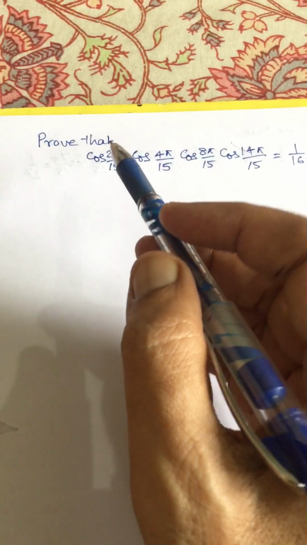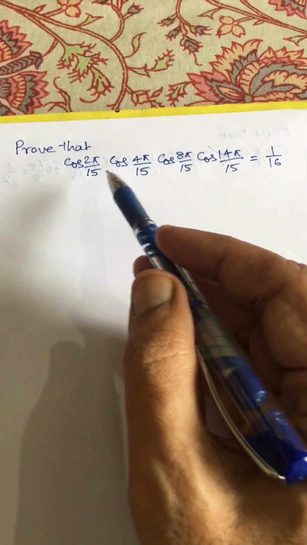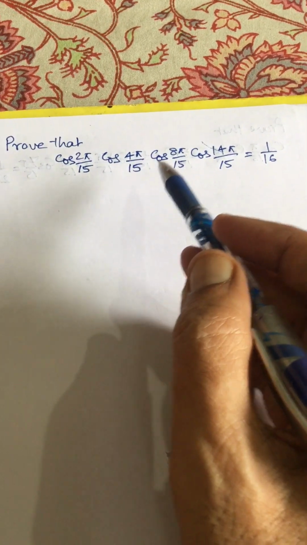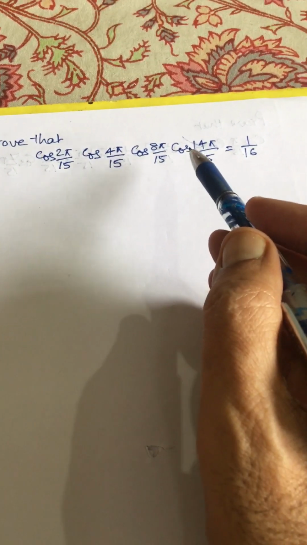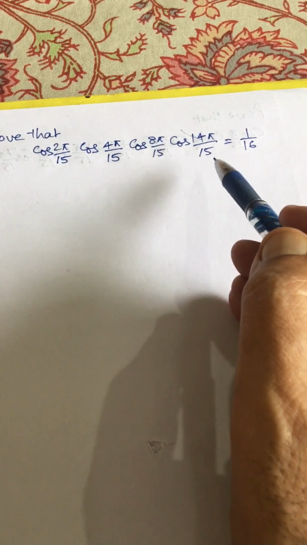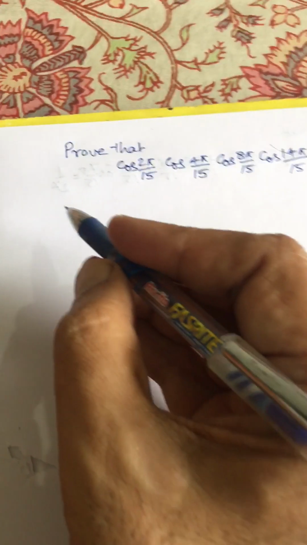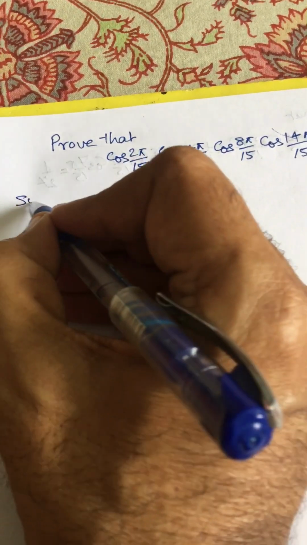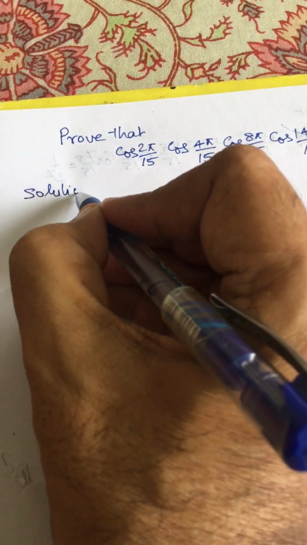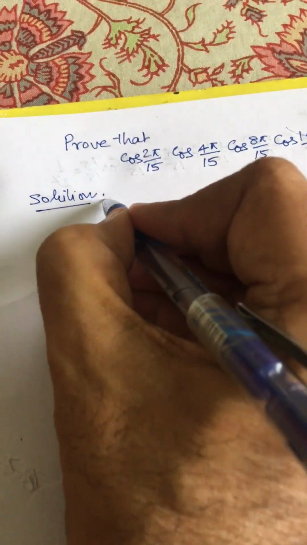In this video, we will prove that cos 2π/15 × cos 4π/15 × cos 8π/15 × cos 14π/15 equals 1/16. So, we can proceed as follows for solving this identity.